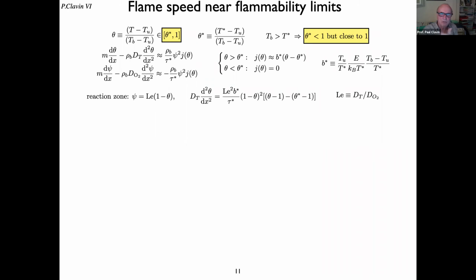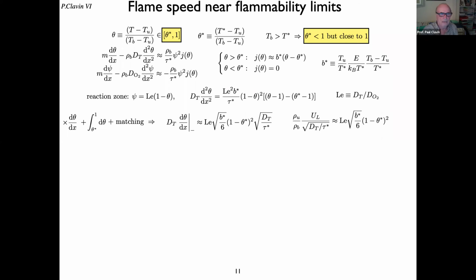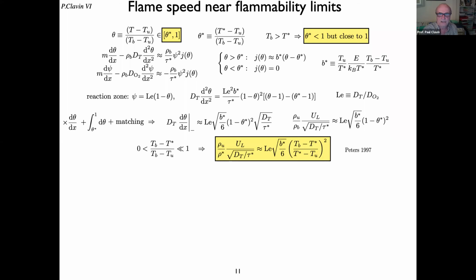So I will not go through the detail. The students who are very interested to follow this can go back to the original papers, and the references are well mentioned in my book. And so you obtain here the final result, which was obtained by Norbert Peters at the end of the 20th century. So let's say 15 years ago.